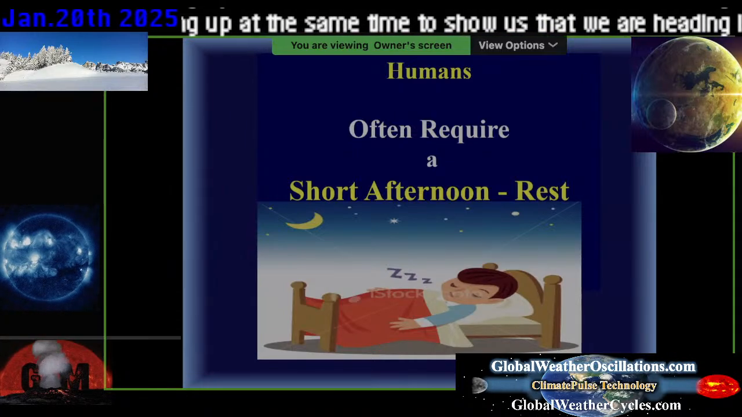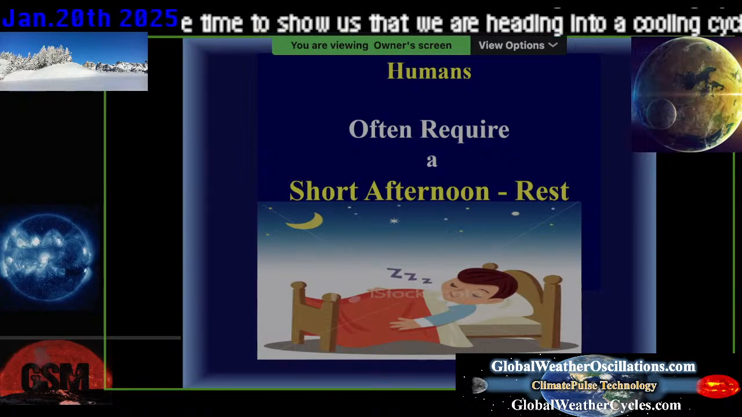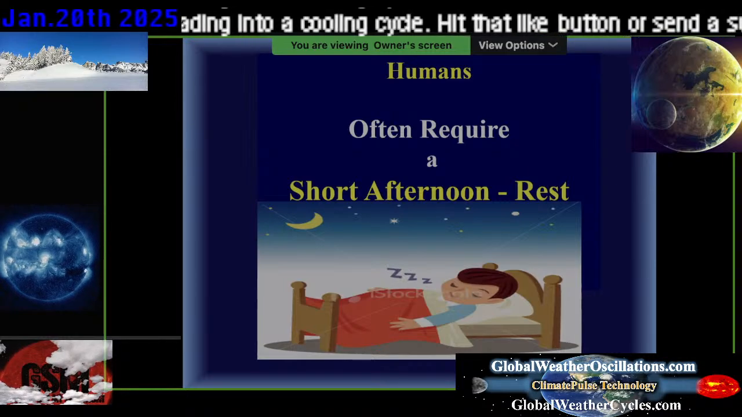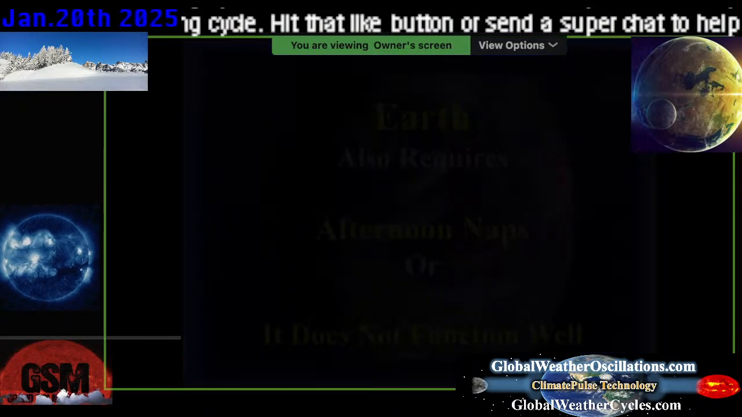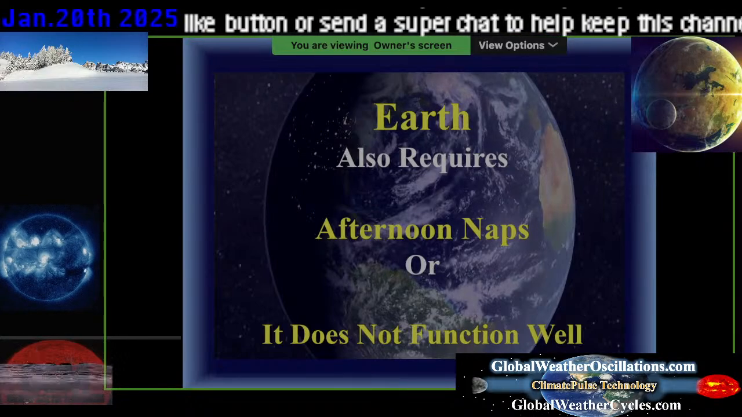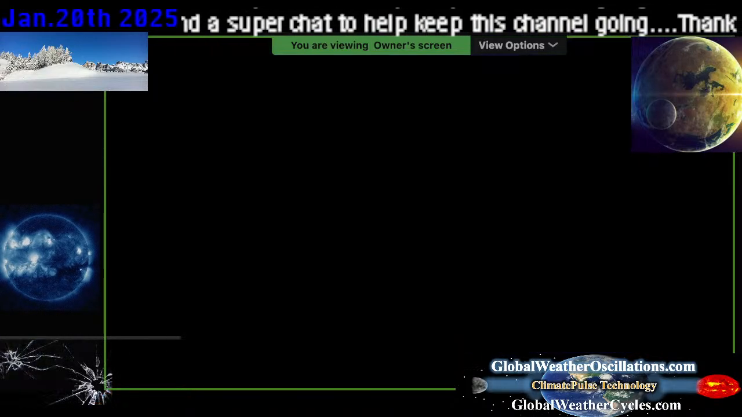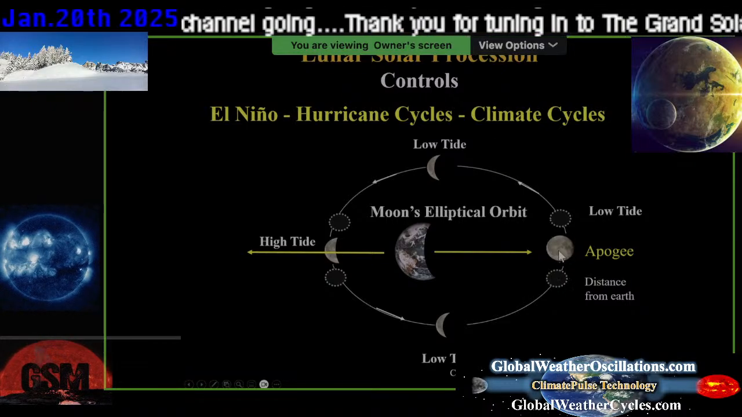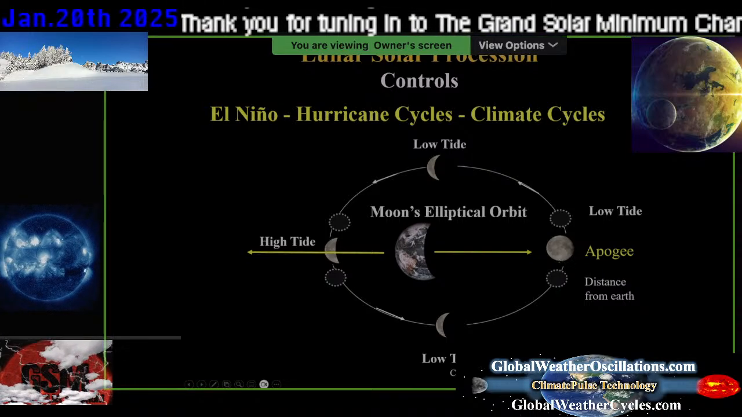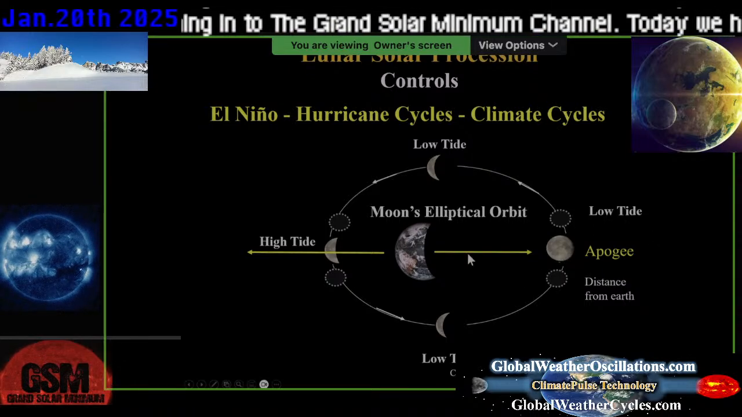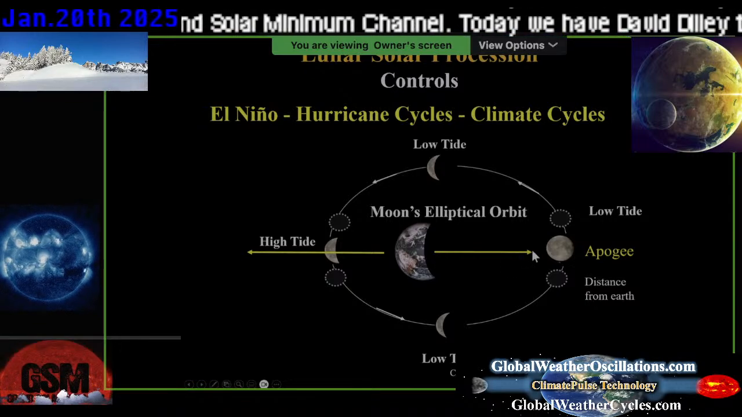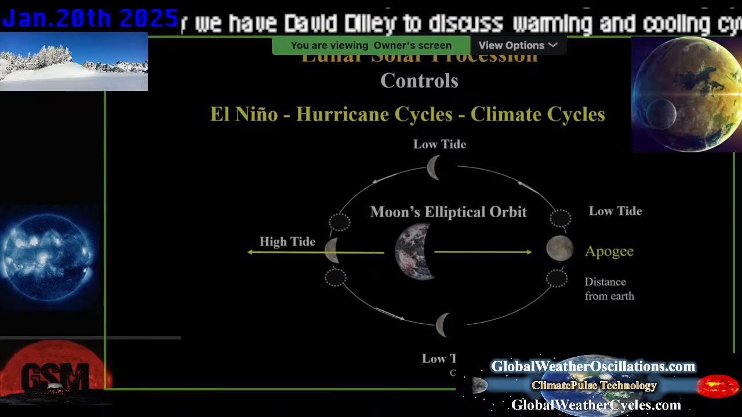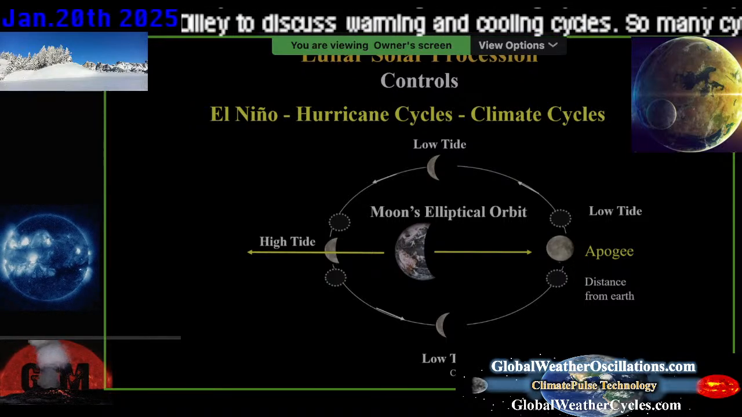Now, sometimes we require an afternoon rest period. If we've had a hectic period in our life and we're a little tired, take a little nap for a while, snooze. Well, the Earth also requires naps, or it does not function well. So we go into shorter cycles on this. Here's the moon. And at this point, it's at the furthest point from the Earth, called the apogee. When it's at the apogee, it has a lower amount of gravitational pull.